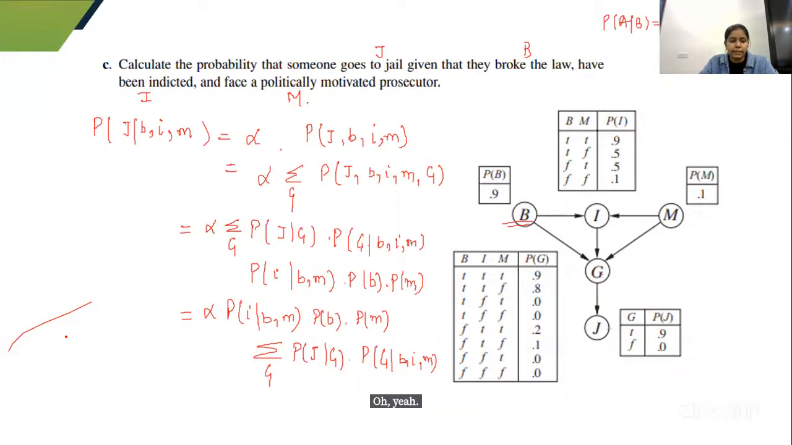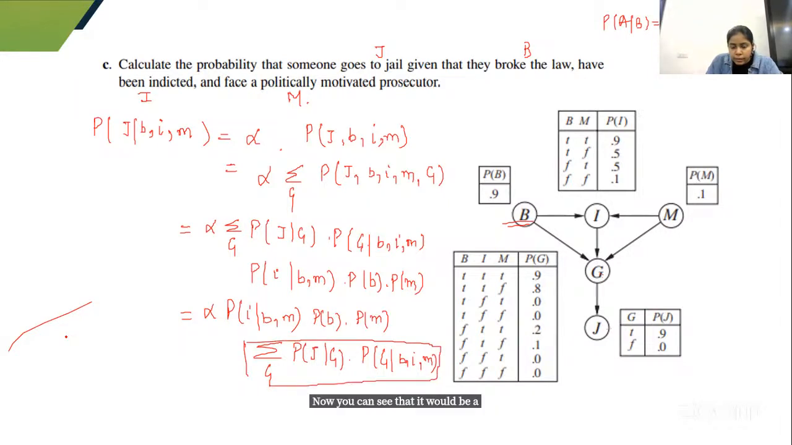So let's see. Let me make some space on the next slide. Now I have to solve this part. You can see that it would be a function of G. What would it be? It would be a function of J and G.